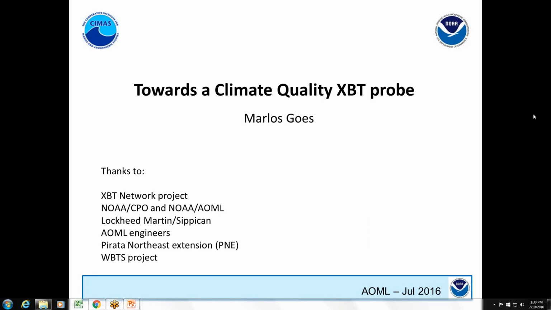Today I'm going to talk about the efforts we are doing here to improve the quality of the XBT measurement inside the probe, in the production line, more at the manufacturing point. We did a lot of experiments here in the sea trials, and I'm going to talk about that. This is in collaboration with Lockheed Martin SIPPICAN. Some of the engineers there are helping us design the experiment and also the analysis.